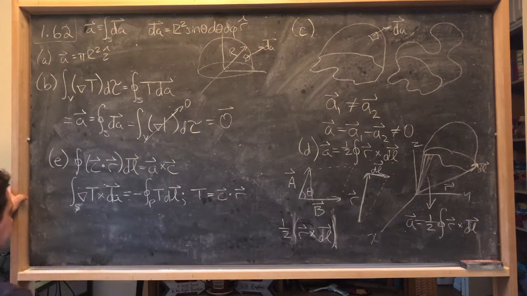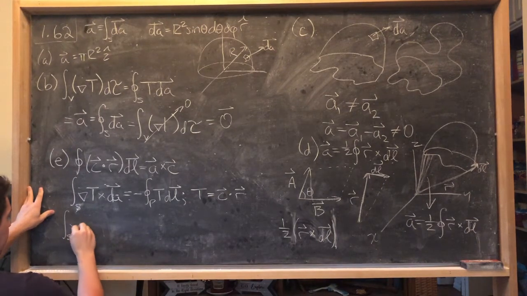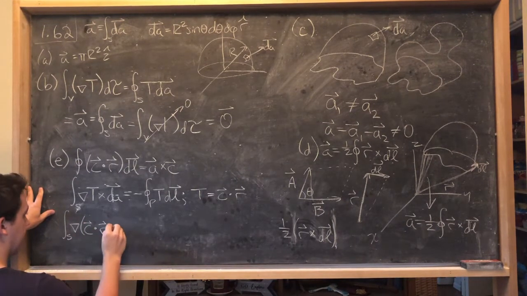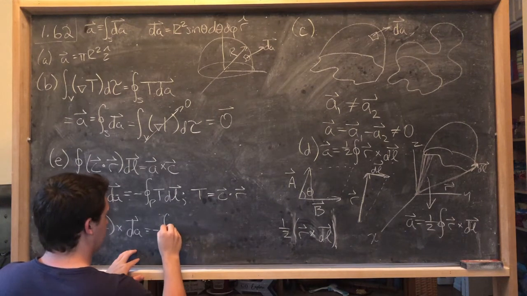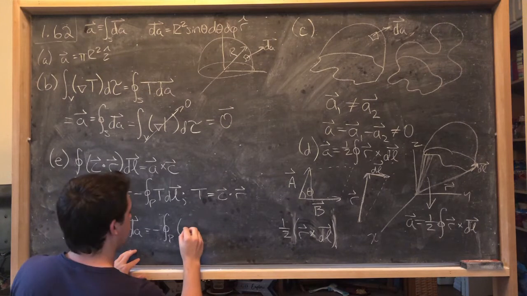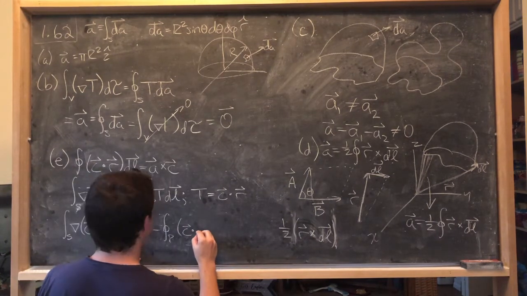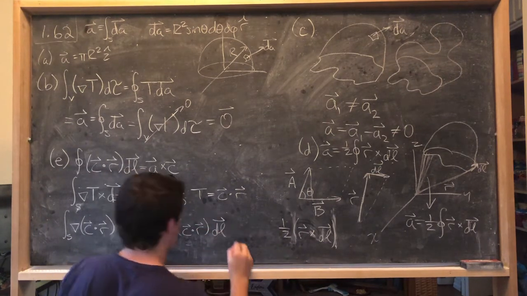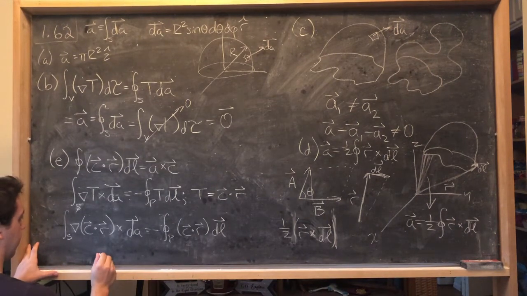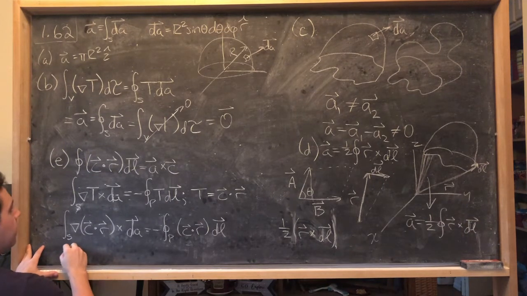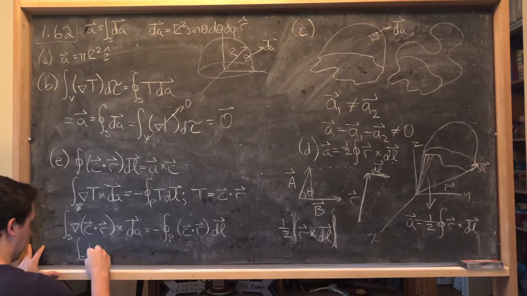Alright, so let's just plug this in. So we get the gradient of c dot r crossed with dA equals minus the closed loop integral around the perimeter of c dot r. Fair enough. So then what I can do is we could put a negative on both sides and then flip this cross product around.